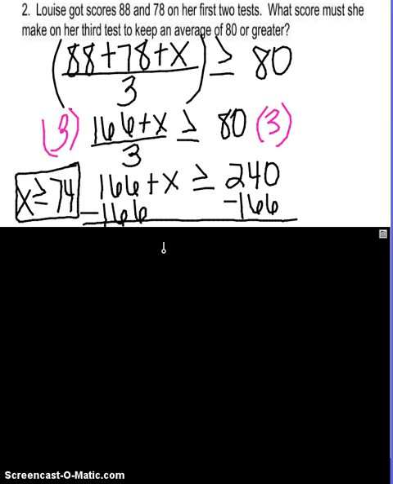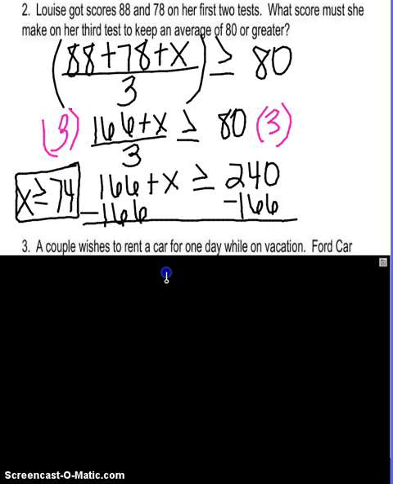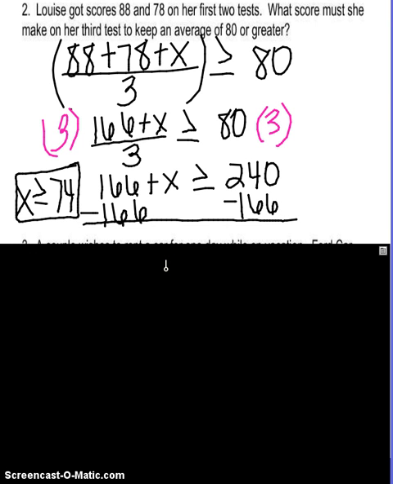And now in order to solve my equation, I have to get x by itself. So that positive 166, if I subtract it from both sides, I should end up with x is greater than or equal to 74. So to answer their question, Louise has to make a 74 or higher on her test in order to keep an 80 average. Okay, so let's look at problem number 3.